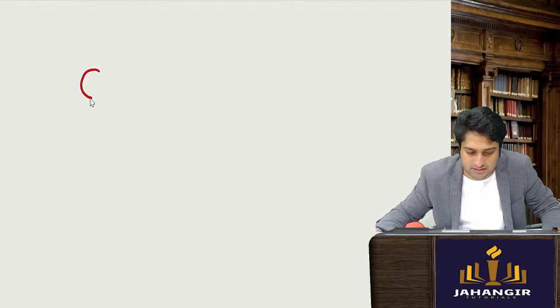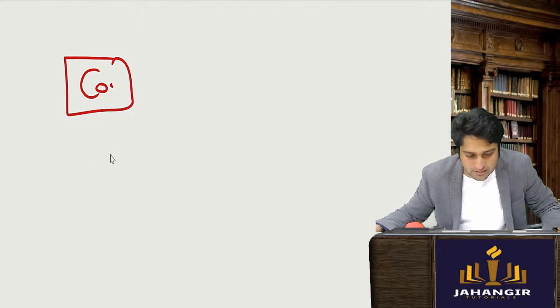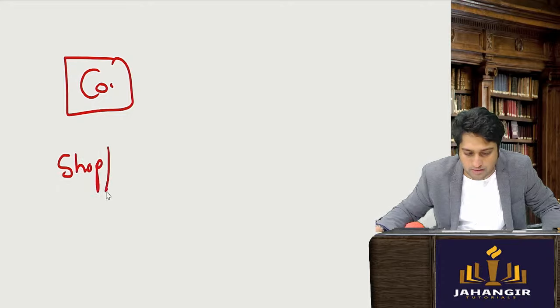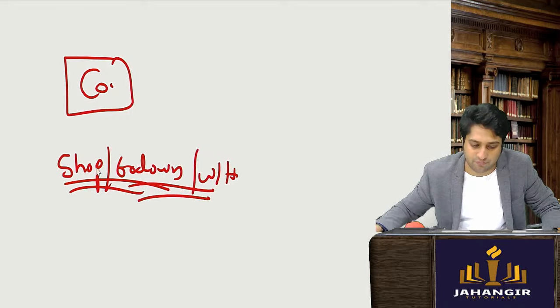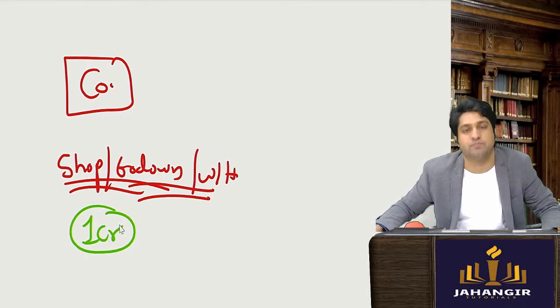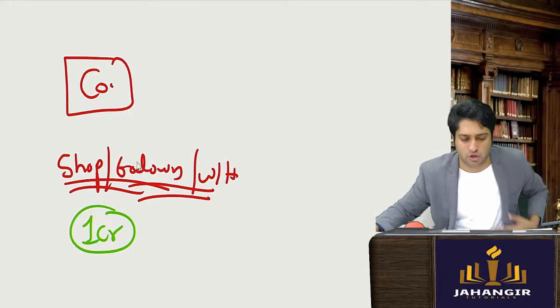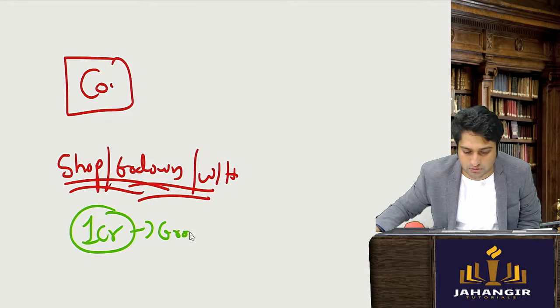So let me explain. Nowadays what happens? Companies don't give land and building, plant and machinery. They take smaller loans. Let's understand. Let's say there is a company, and in their shop or in their godown or in their warehouse they always have goods worth 1 crore. Always goods of 1 crore are kept.